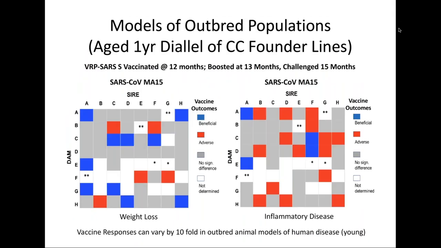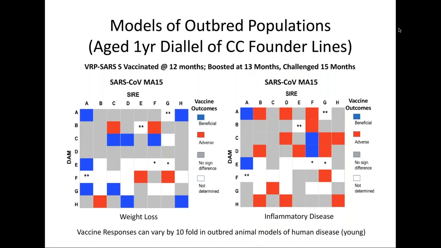This is an experiment we did in an 8x8 diallel using the 8 founders of the Collaborative Cross. And so an F1 population was shown. The sire is the different 8 CC founder mouse strains that include 5 domesticus strains, and then a wild-derived domesticus, a musculus, and a castaneus strain as F, G, and H. The sires are at the top, the dams are at the bottom. This is not a VRP spike vaccine. It's the SARS doubly inactivated vaccine. It was administered to these animals at 12 months. They were boosted at 13 months and then challenged at 15 months.